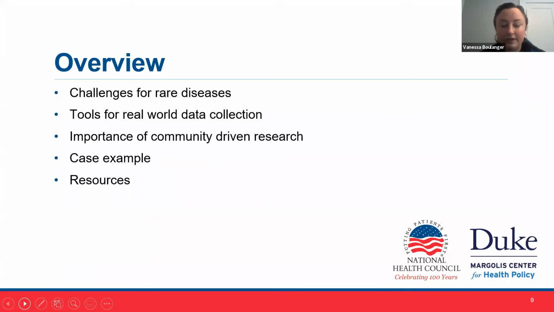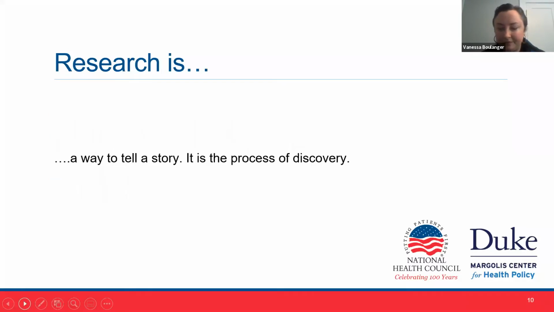So first, we'll discuss some of the specific challenges for rare disease research, and then look at tools for real-world data collection. And then we'll talk about the importance of community-driven research initiatives. And then I will share a case example of how to put all of this together in action and practice. Next slide.